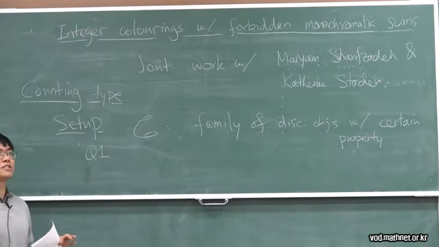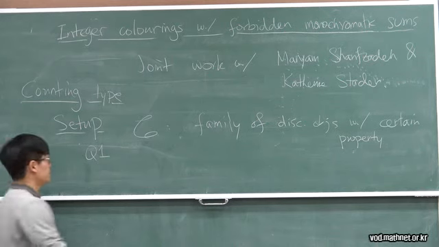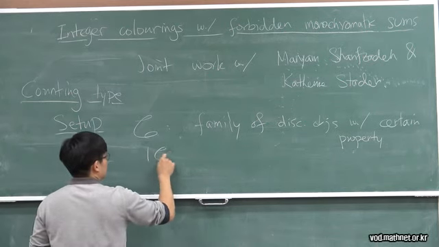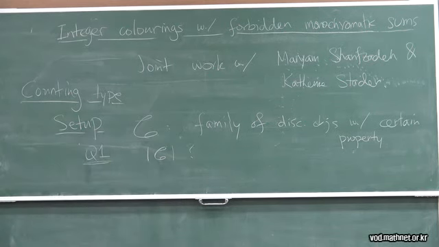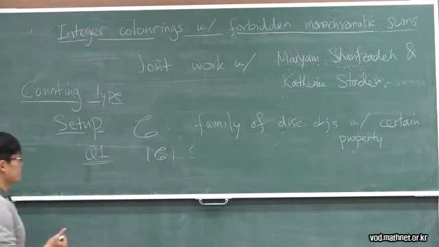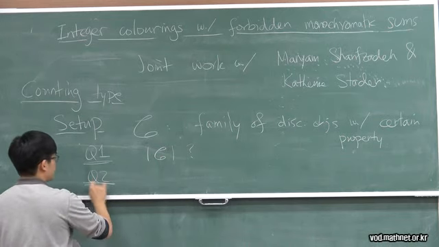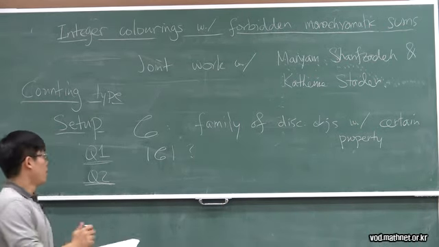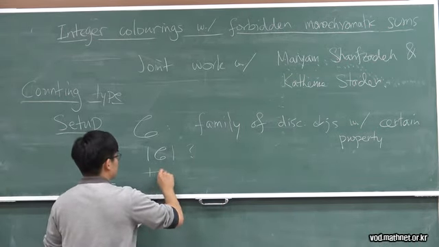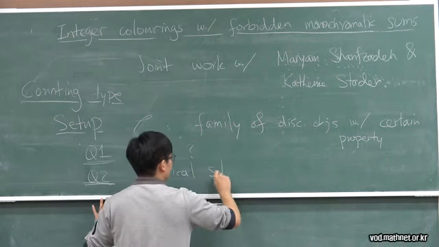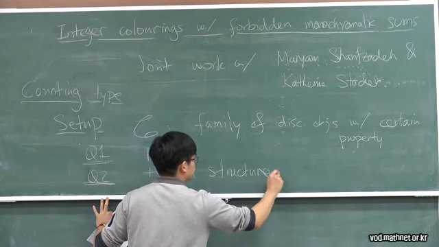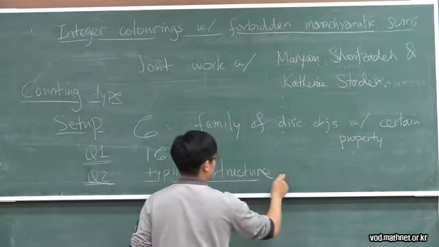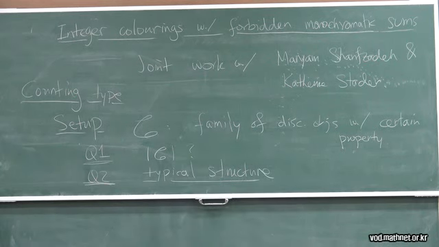The first problem is to estimate the size of this family. What is the cardinality of this family, to give an estimate? Once you have the estimate, if you want to look further in, then you want to say something about the structure of the objects in this family. So oftentimes we would like to look at the so-called typical structure.